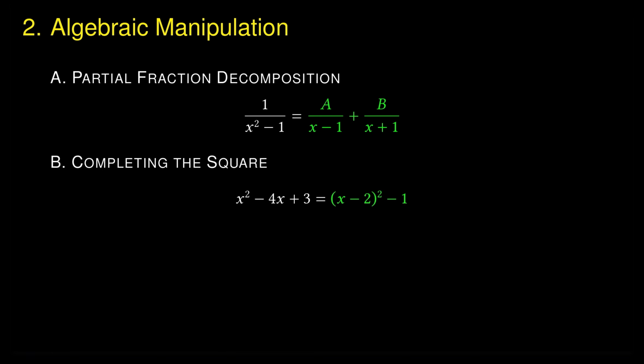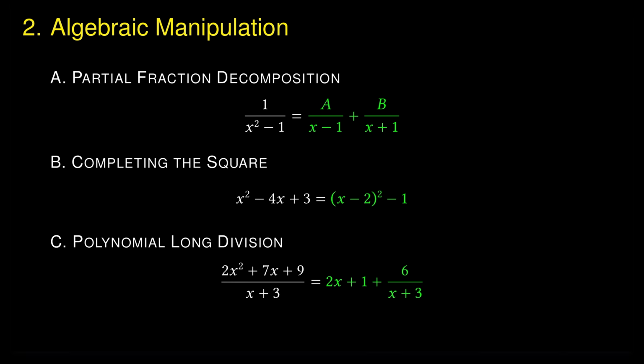And then next is completing the square. Basically, you must be able to convert a certain quadratic expression into an expression that involves a square plus or minus another constant. That is completing the square. And then last is polynomial long division. Given a rational expression or a fraction wherein the numerator is of higher degree, you must be able to divide it using the denominator to obtain the quotient and its remainder.